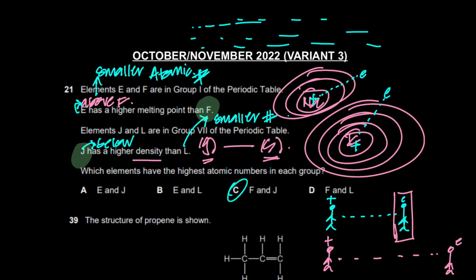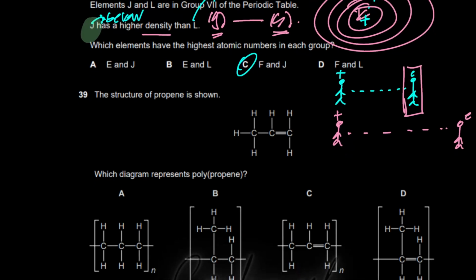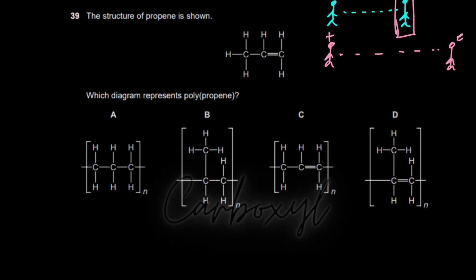F and J. Too much explanation for this MCQ. The structure of propene is shown. Which diagram represents polypropene? Remember, whenever it's all about polymerization, your concepts at this point should be very, very clear. If they're not, watch the crash course that I've uploaded onto YouTube, 3 hours in both cases for organic chemistry. That should clarify each and every concept of yours, 100%.